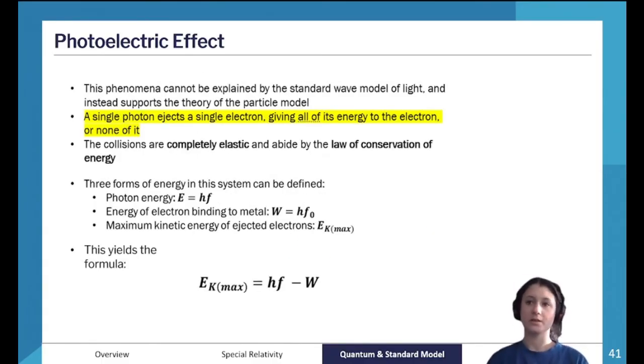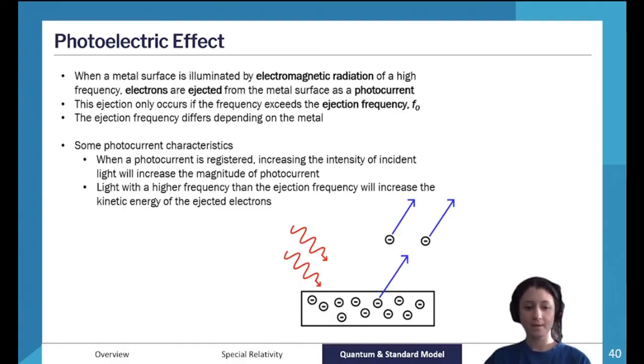Okay? So now let's have a look at some of the explanation for this, rather. This phenomenon cannot be explained by the standard wave model of light, and it supports the particle theory. So let's have a quick think about why this supports the particle theory. Let's go back to our last slide and see just the properties.